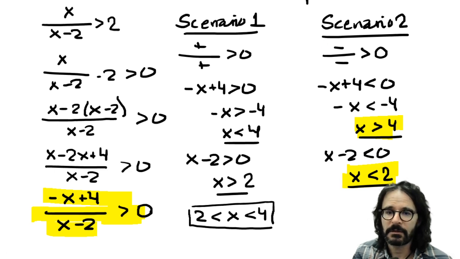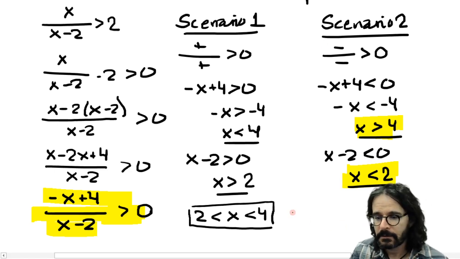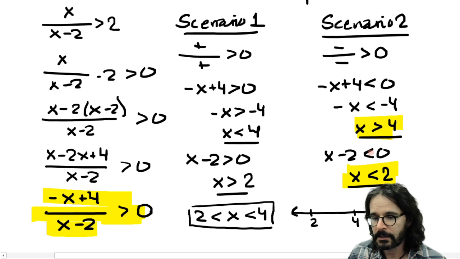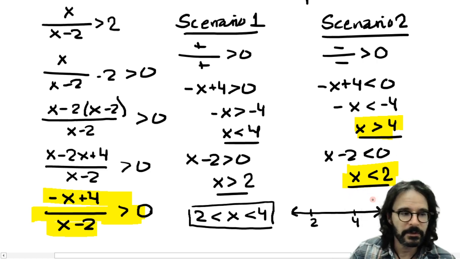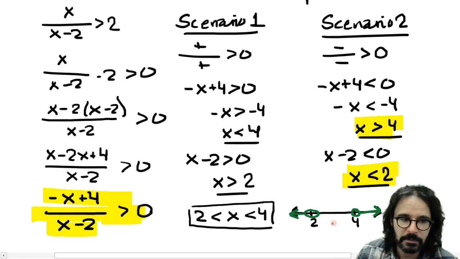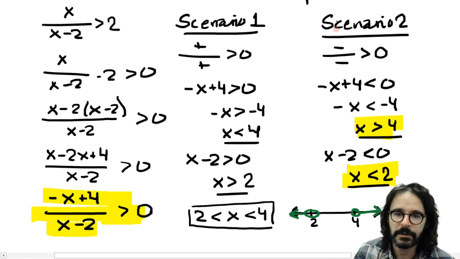We can also express this on a number line. If we draw a little number line, there's 2 and there's 4. These are non-overlapping solutions. x is greater than 4, so we get an open circle there and it goes this way. At the same time, we want x to be less than 2, so a little open circle there and it goes the other way. These are not overlapping, which is a problem, which means that scenario 2 is not possible.